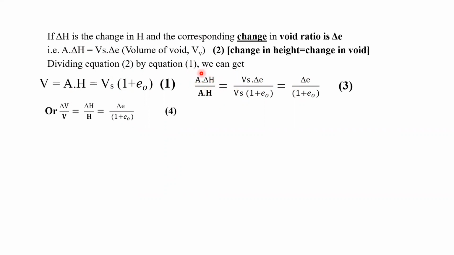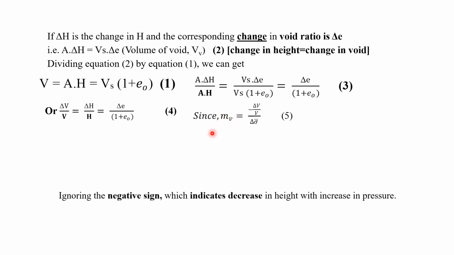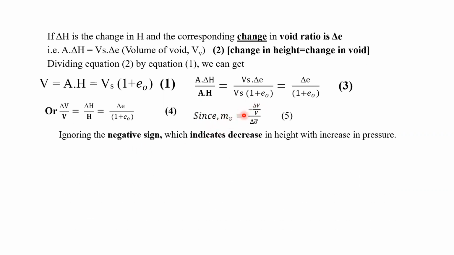change in initial volume, delta V divided by total V, is equal to, we can also write, delta H by H, and further it will be equal to delta e by 1 plus e, okay? And as we know, coefficient of volume change is equal to volumetric strain divided by change in effective stress. This is the definition for the coefficient of volume change, mv. So negative signs we are ignoring here because it indicates the decrease in height with increase in pressures.